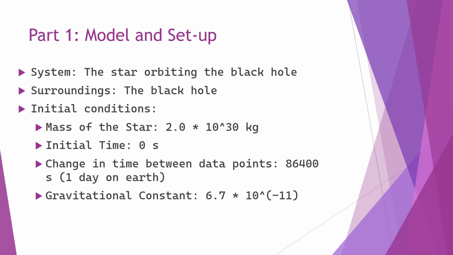In Part 1 of this lab, the system is a star orbiting a black hole, and the surroundings is the black hole. The initial conditions for the system are a star with mass 2 times 10 to the 30th kilograms, starting at time 0. The data points generated by my email address have a delta T of 1 day on Earth, or 86,400 seconds. The universal gravitational constant is 6.7 times 10 to the negative 11th.